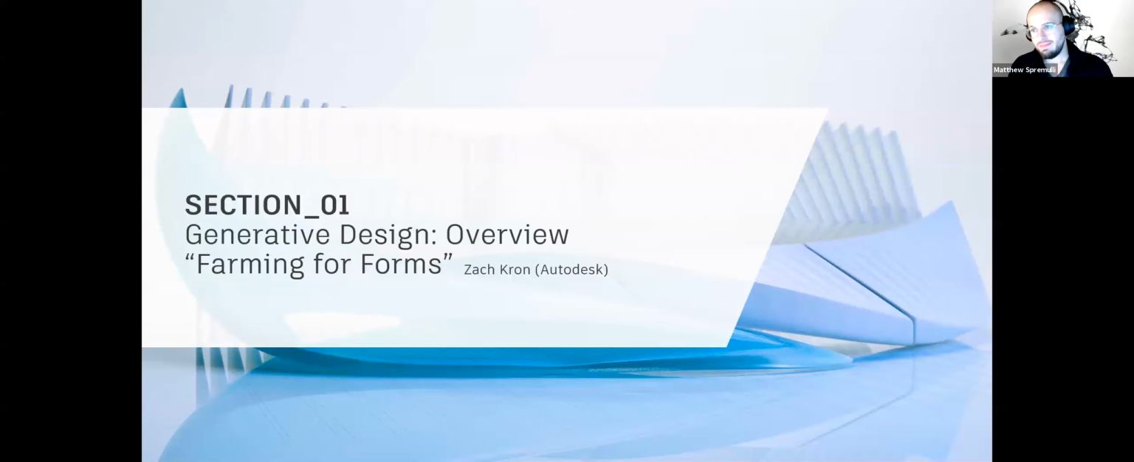So, okay, without further ado, section 1, what is generative design? So for some of you that are new to this, I like this analogy that one of our leaders from Autodesk in the AEC group, Zach Krohn, calls farming for forms. So hold that in your head for a little bit. We'll come back to that analogy, but I really think it is very potent as an idea.